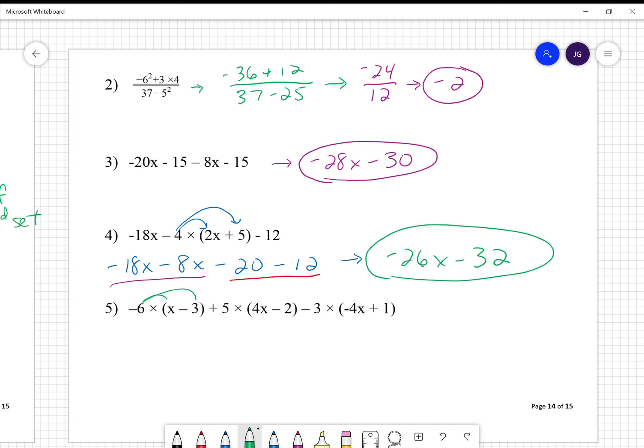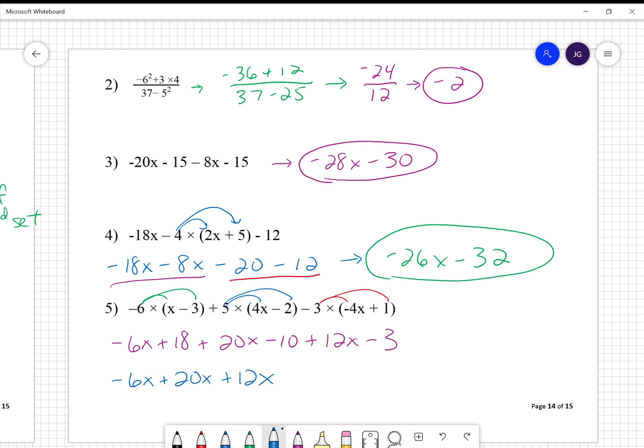Distribute negative 6, distribute 5, distribute negative 3. You get negative 6x plus 18 plus 20x minus 10 plus 12x, careful of your signs, minus 3. Now some people really like to rewrite this, putting like terms together. You can certainly do that if you'd like. Negative 6x plus 20x plus 12x, and then plus 18 minus 10 minus 3.